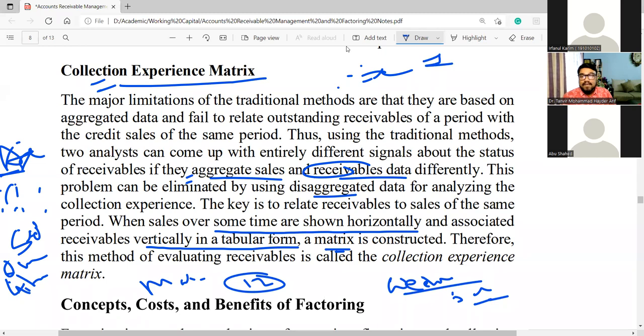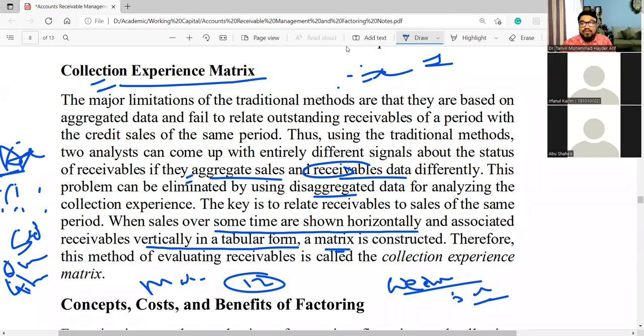First week, so we have first week sales, suppose 10 million on credit. And first week, 10 million sales, and our collection, 2 million. So you see that 10 million sales, first week, 2 million collection. Second week, our sales increases to 15 million, our collection yet 2 million.